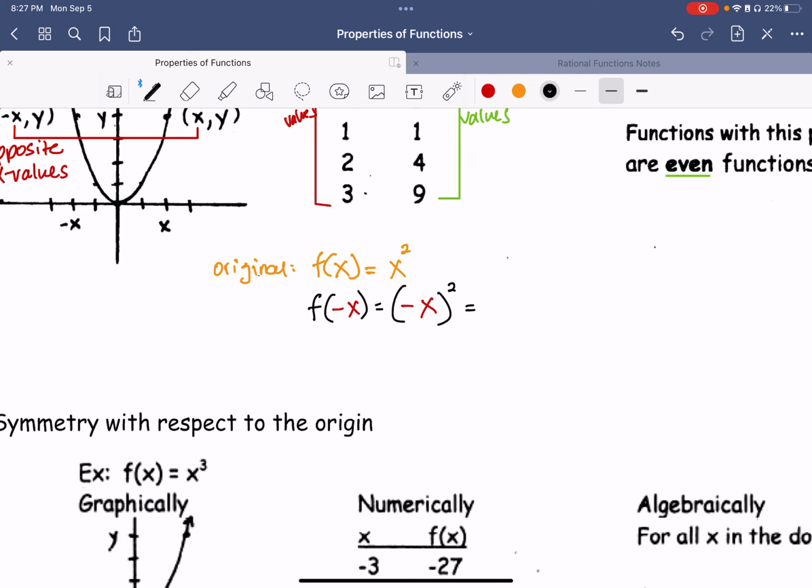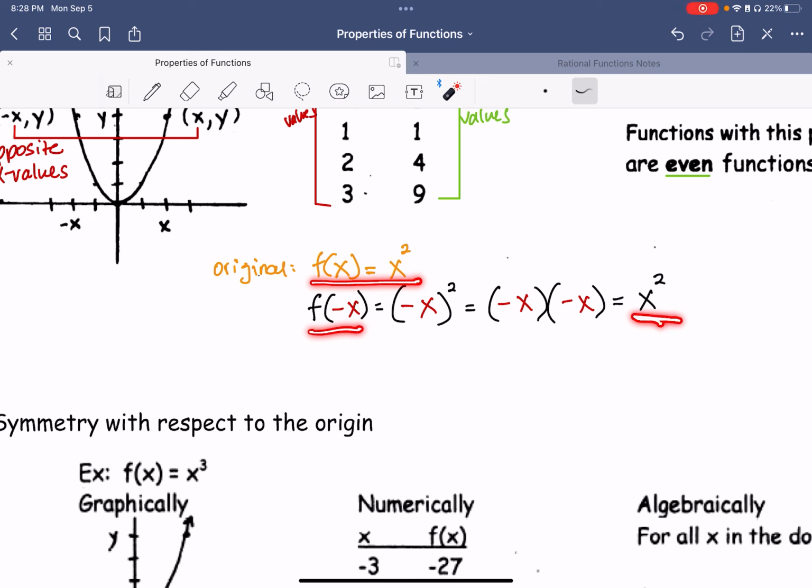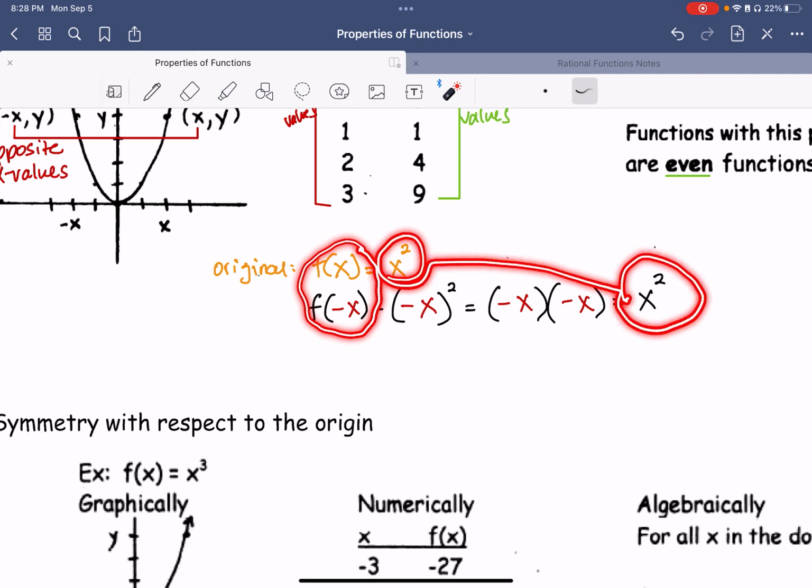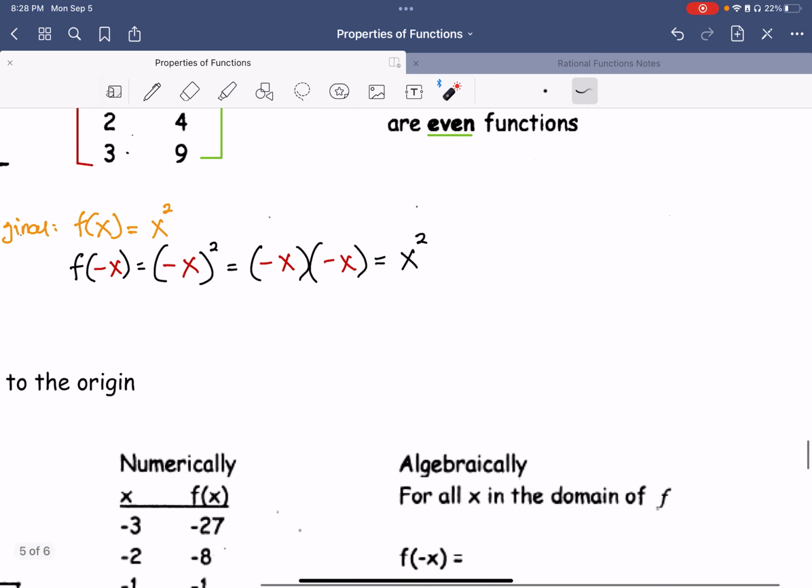So when I simplify negative x squared, well, that's what negative x squared means, right? You're basically multiplying that same value by itself 2 times. So negative x squared is negative x times negative x. Okay, what is negative times a negative? A positive. And what is x times x? X squared. Okay, so you can see that f of x is equal to x squared, and f of negative x is also equal to x squared. So regardless of if I plugged in a positive x or a negative x, in the end, I got the same thing. So when you simplify and it ends up being the same as the original function, that's when you know that it's even.